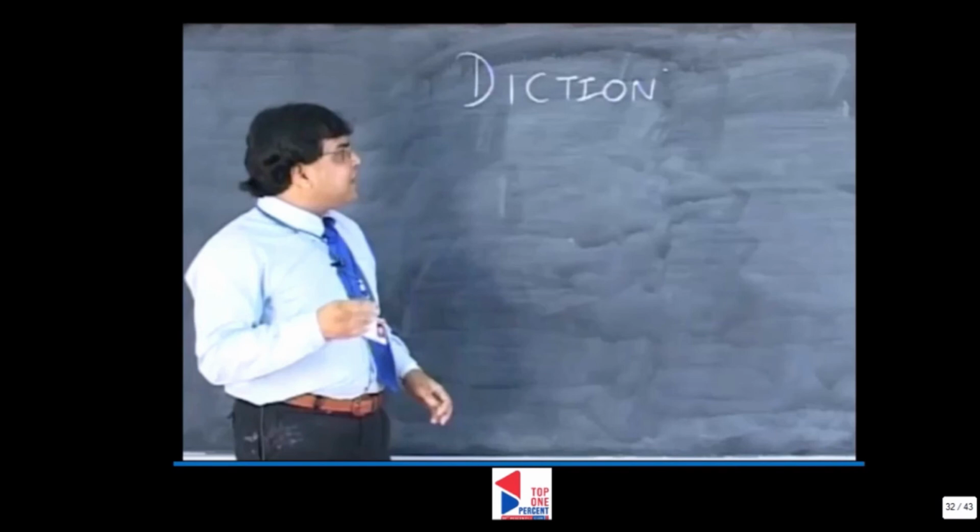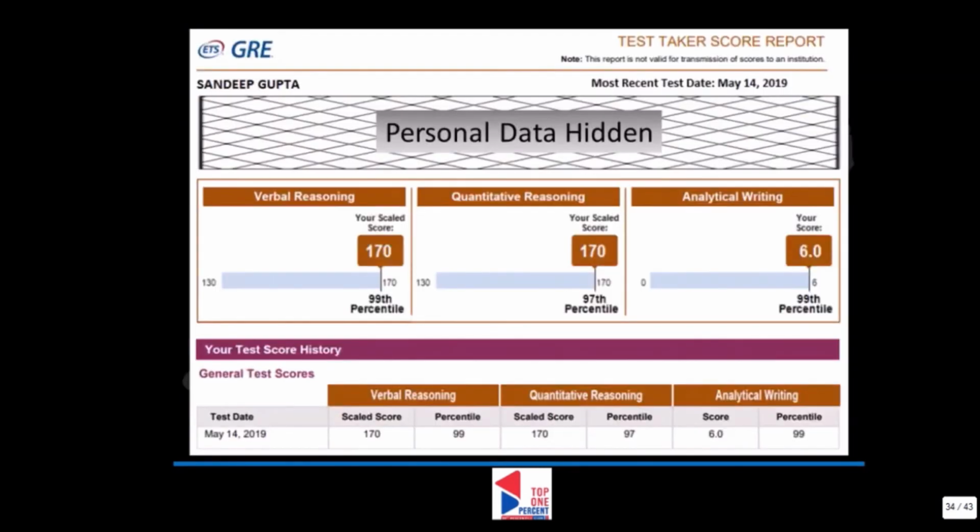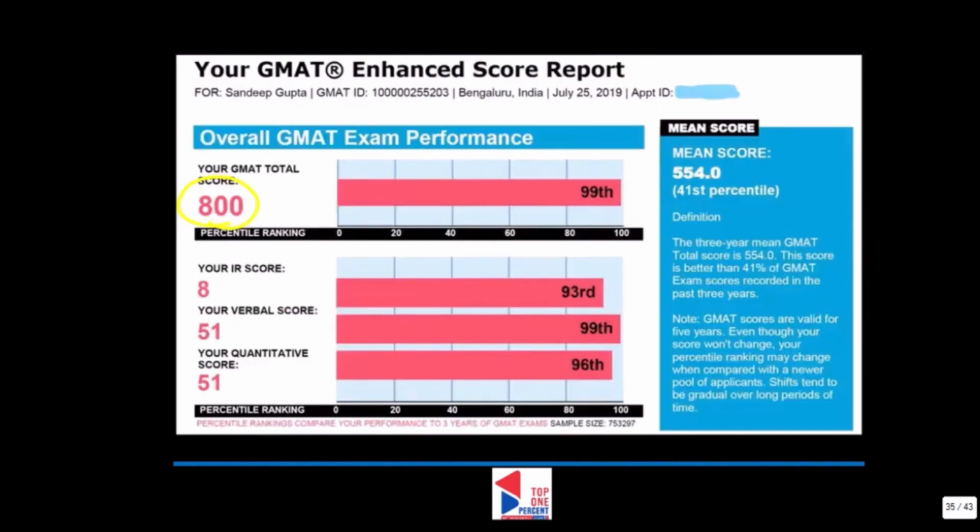Let me just talk about myself for about a minute. Who am I actually? I am someone who has a perfect score on the real GRE, 170 in the verbal section, 170 in the quant section, and 6 in this. And this is my exam date, you can see. I am also someone who has a perfect score on the GMAT, 800, and I teach for this exam as well. And this is my test date here, you can see.